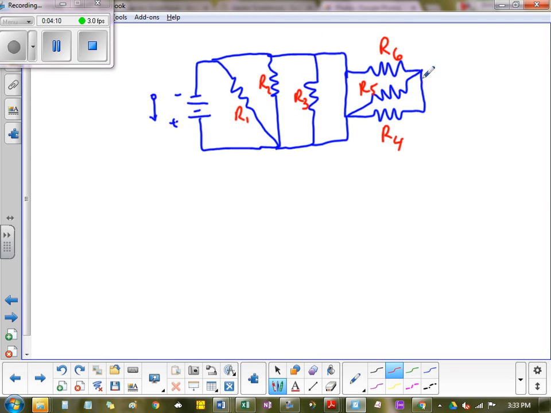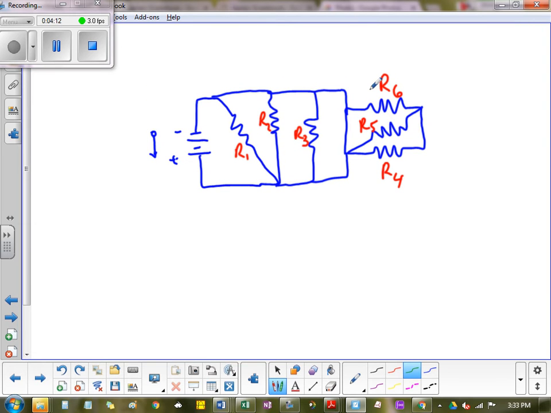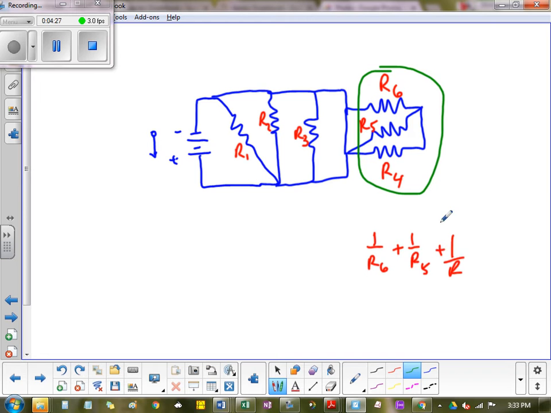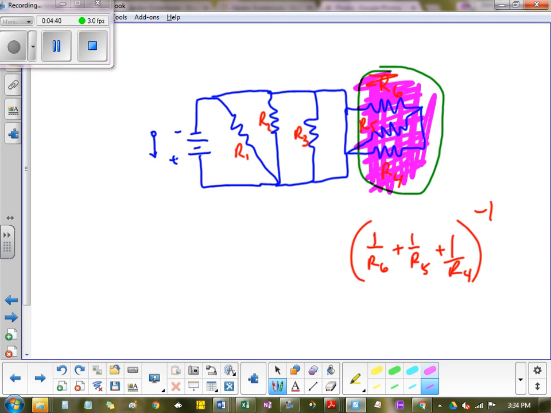So these three on the right, I think it's pretty clear that these three are all technically in parallel with one another. And then you could combine those using 1 over R6 plus 1 over R5 plus 1 over R4. Then you flip that over. And then that resistor, this big pink thing, you can now just think of as one big resistor, in parallel with these R1, R2, and R3.